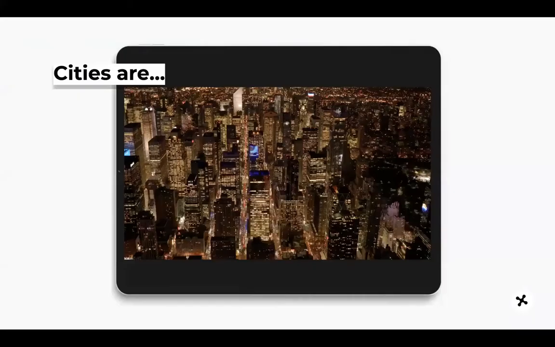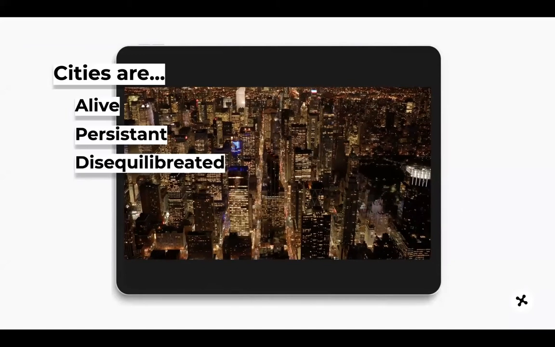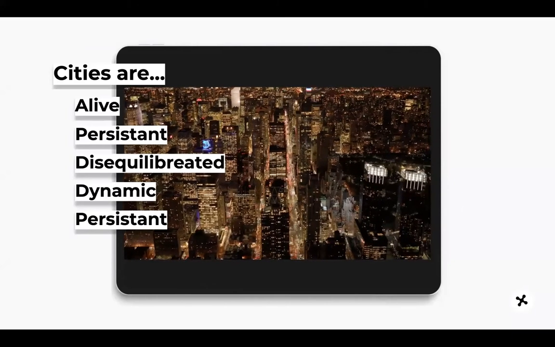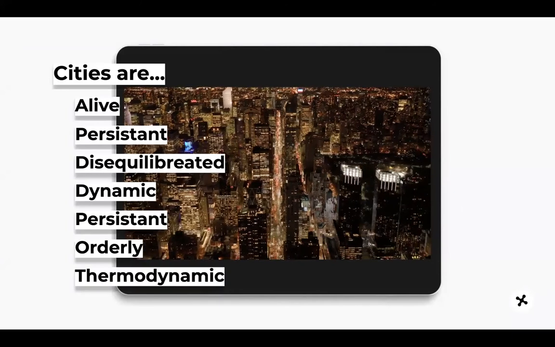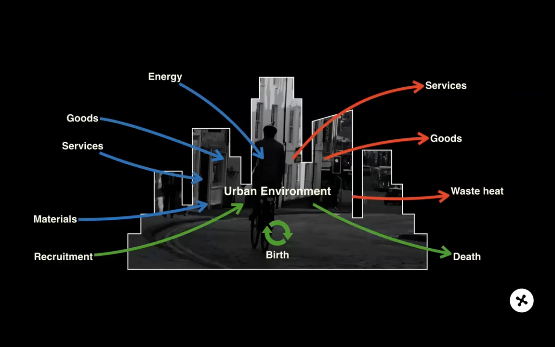But cities, in some ways, you could say are alive. They've got various interesting facets to them. They're alive, they're persistent, they're disequilibrated, they're dynamic, they're very orderly and they're thermodynamic. Now, if you look at cities through the flows of materials, energy and information, you can see people moving in, recruitment, living there, births and deaths, materials, energy and services flowing in and services flowing out, as well as waste, heat, CO2, and air.